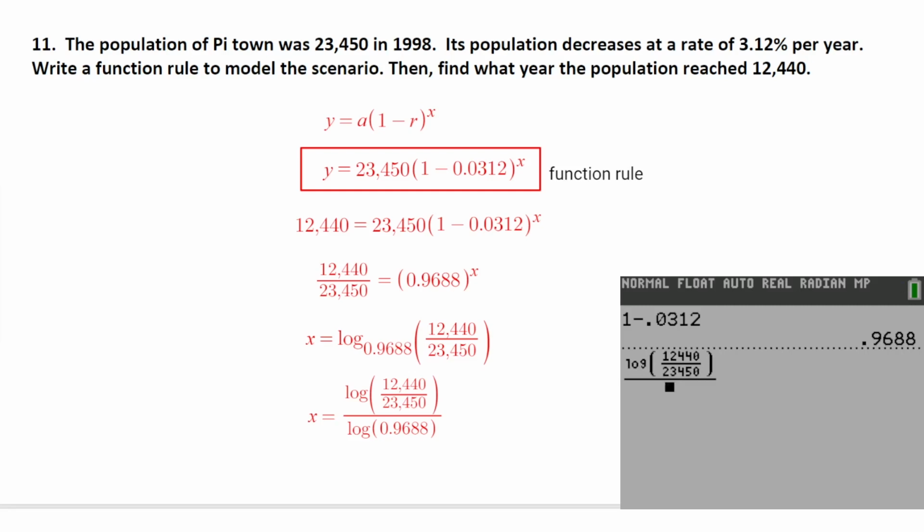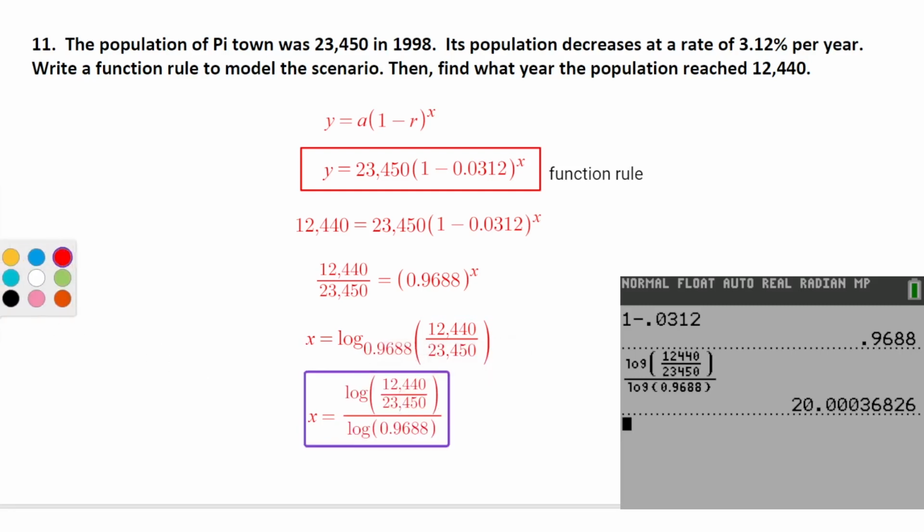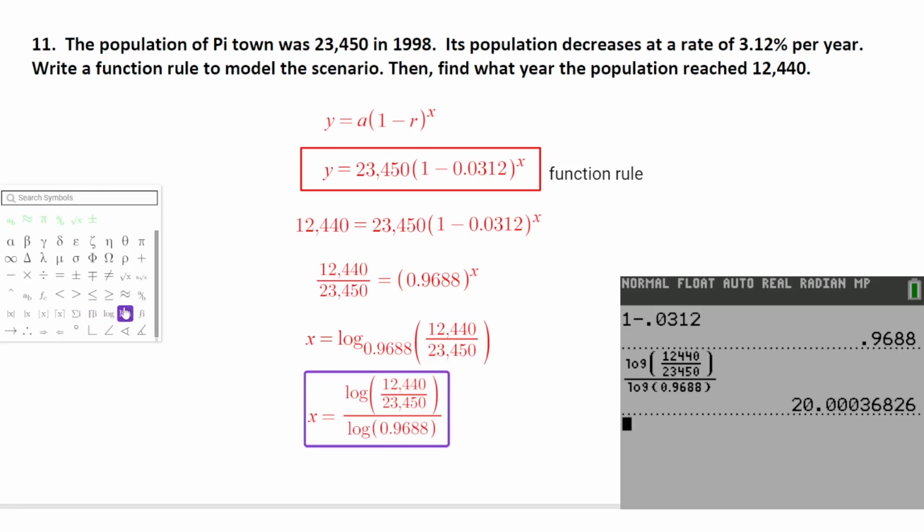Divided by the log of 0.9688. Okay, so basically 20, almost exactly. So what I'm going to do is say approximately, I mean it's almost exact, but approximately 20 is what my x value is.